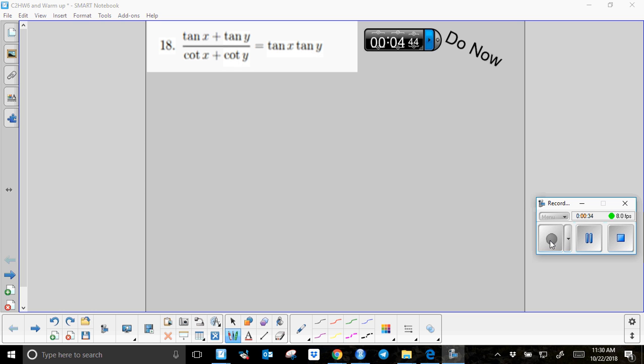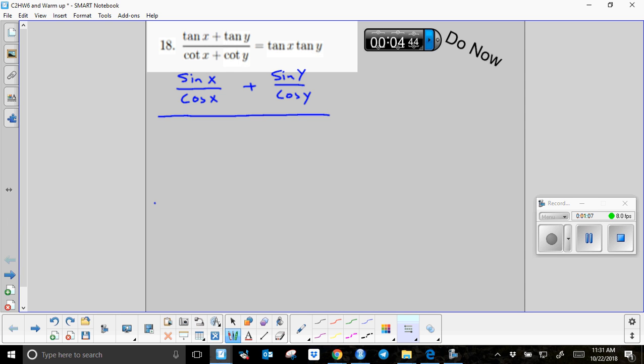And at the bottom, which is the denominator, I have cotangent. So you're going to start from left to right. I'm going to draw my fraction. This is my left, and what I'm going to do is replace tan with whatever it is. What is tan? Sine over cosine. Sine x over cosine x plus sine y over cosine y.